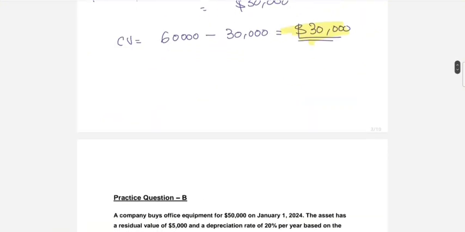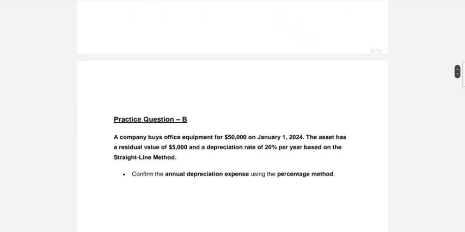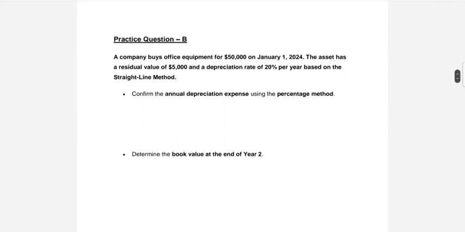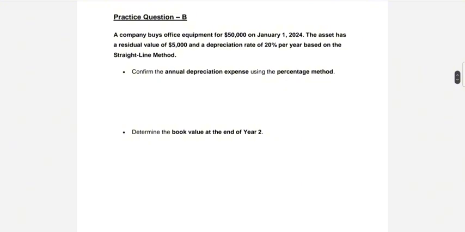All right. We have another question, and I will recommend you to take a break. Try to do this on your own, because the only thing different is that we have a depreciation rate given to us and the rest of the things are the same. A company buys office equipment for 50,000 on January 1st. The asset has a residual value of 5,000 and a depreciation rate of 20% per year, which is based on the straight line method. Confirm the annual depreciation expense using the percentage method.